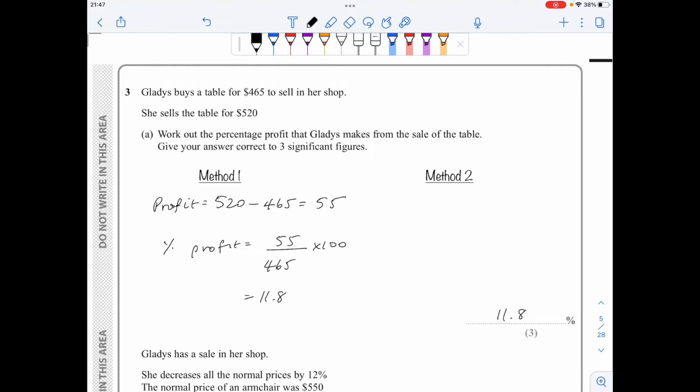Method 2 involves working with the multiplying factor. So my initial value, which is 465, times the multiplying factor will give me the final price. So the multiplying factor is 520 over 465. So the multiplying factor comes out to be 1.118. You can think of this as 118.8 over 100. So you can extract the 11.8% from this number.